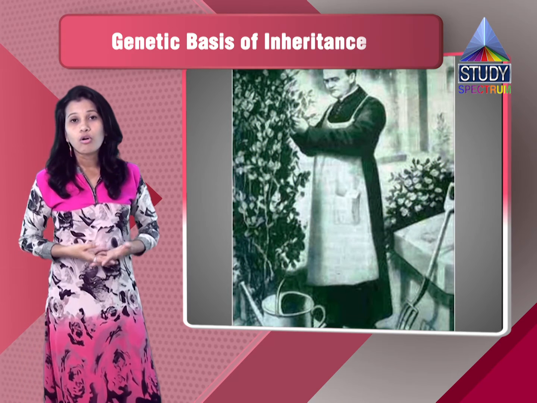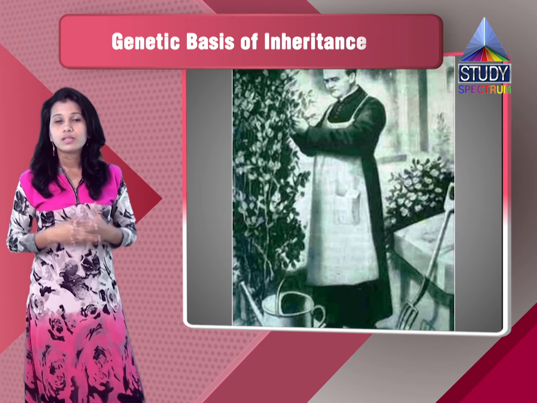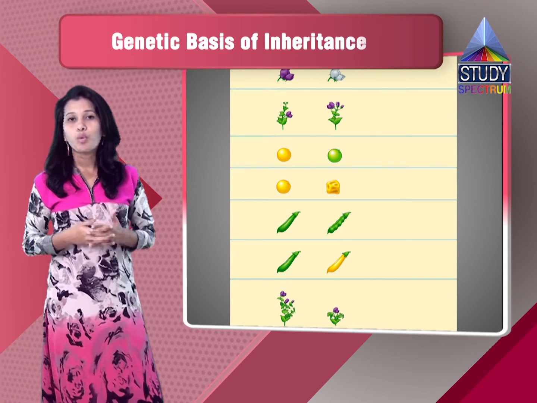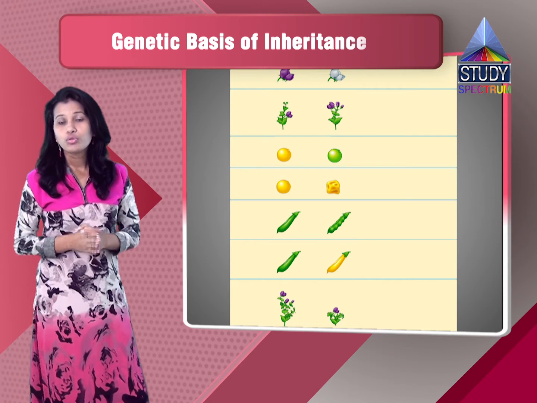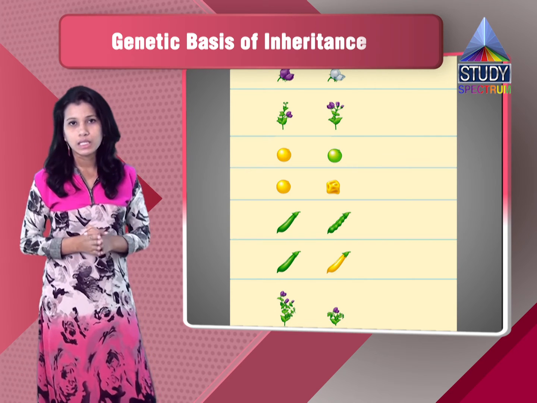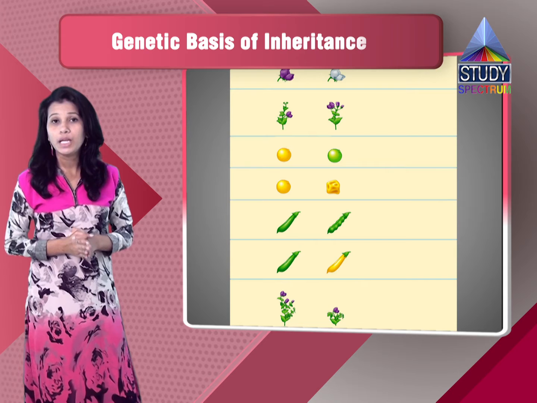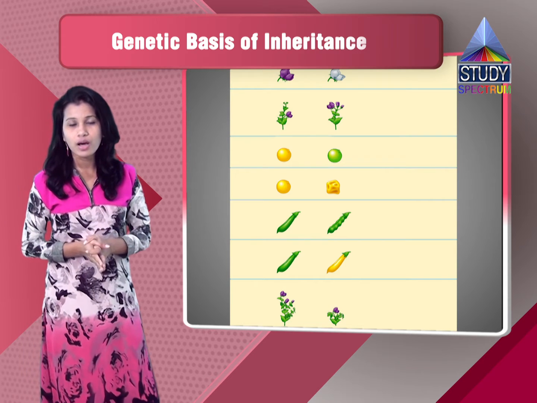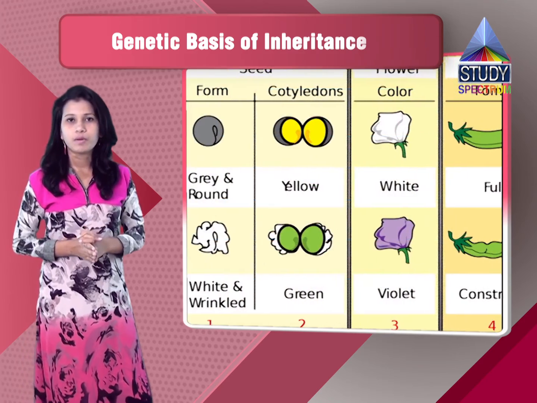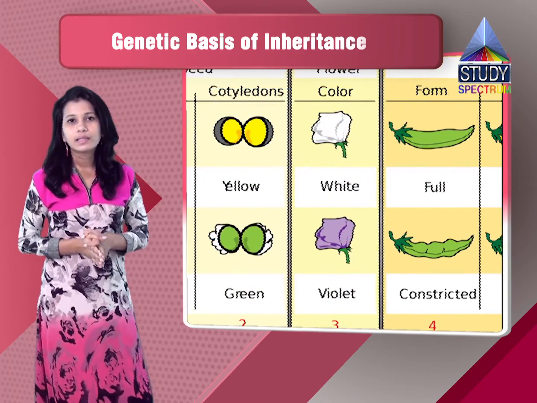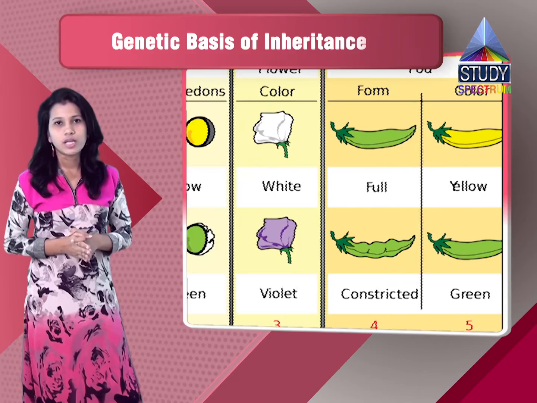Then another contrasting character that we need to know is the seed shape, the seed color, the pod shape, pod color, the flower shape, flower color, and so on. So these are all the characters which Mendel has studied, and then he understood that there are many contrasting characters in the same flower, and so we can use this plant for the hybridization experiments. That's why Mendel selected the garden pea plant for his hybridization experiments.